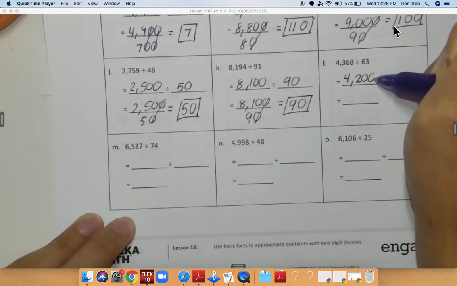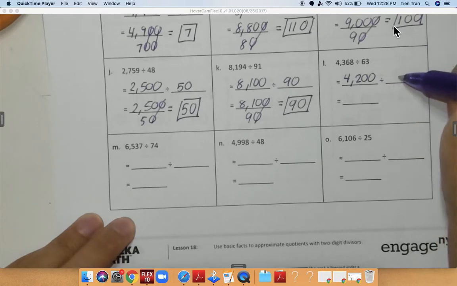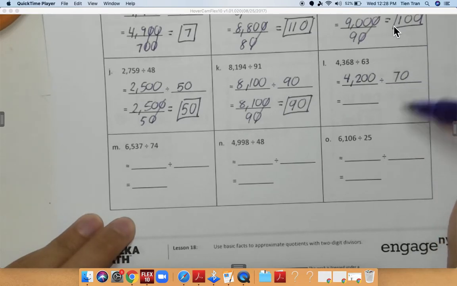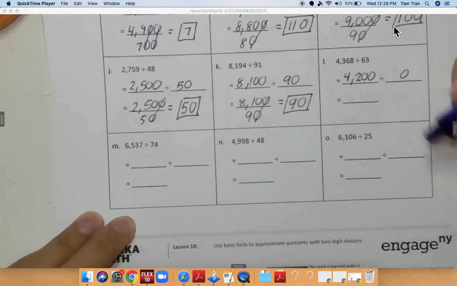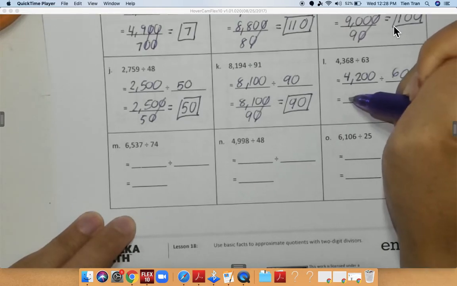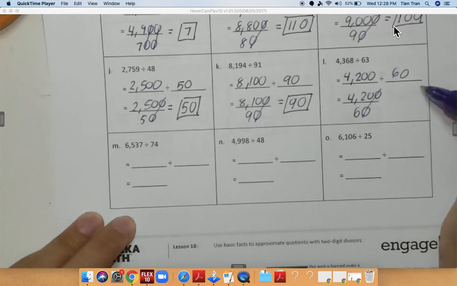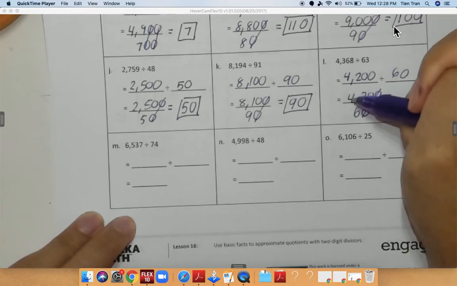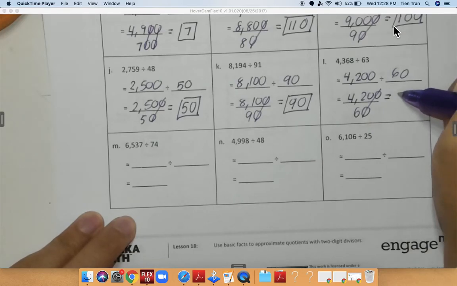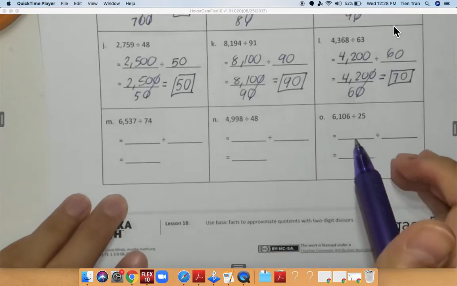4,368 can be rounded to 4,200. 63 can be rounded to 70 or 60. Actually, 60 would be a closer estimate. So I have 4,200 divided by 60. I'm crossing off my zeros because 0 divided by 0 is equal to 0. 42 divided by 6 is equal to 7. Add my 0, and my final answer is 70.